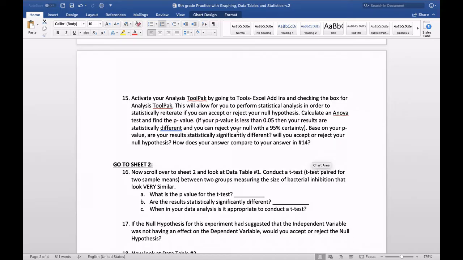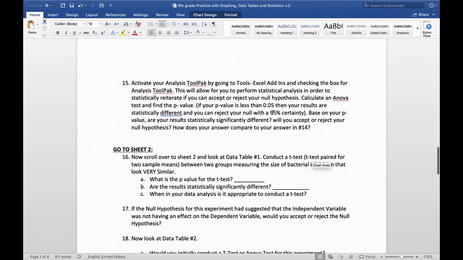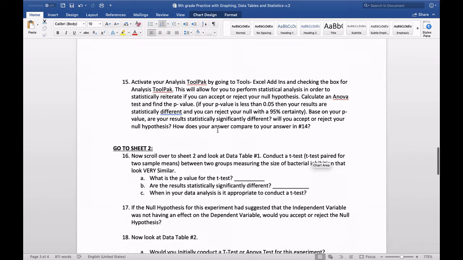And by looking at this p-value, if your p-value is less than 0.05, that means that with a 95% certainty you can say that your results are statistically different and that you can reject your null hypothesis. So I am going to show you how to do that now.